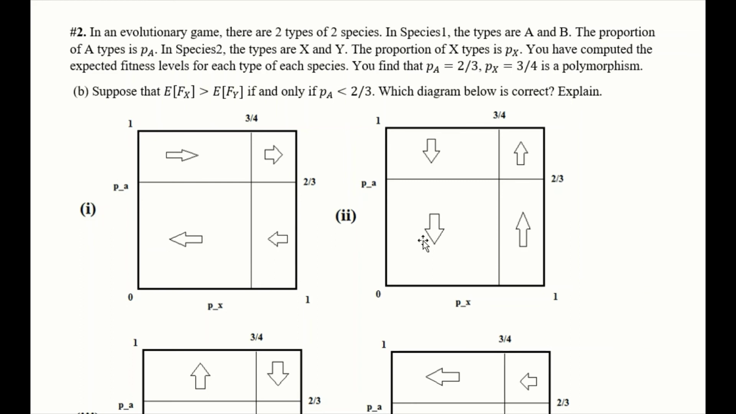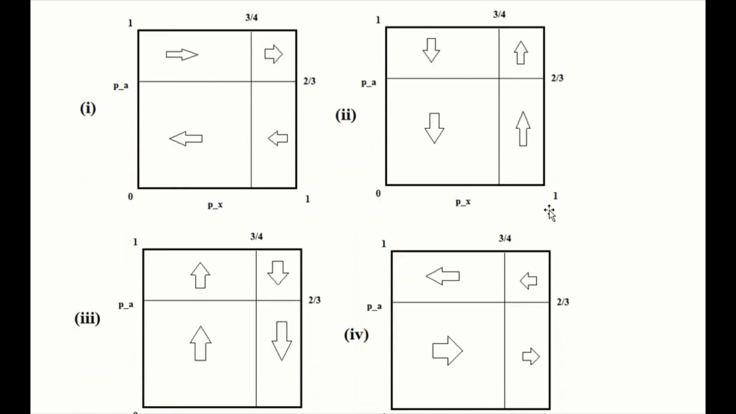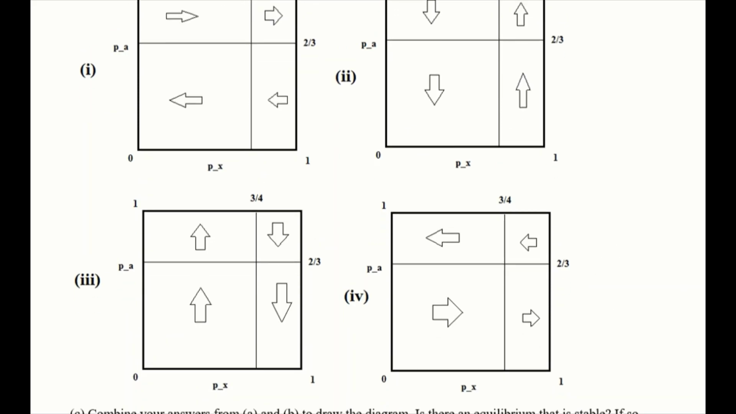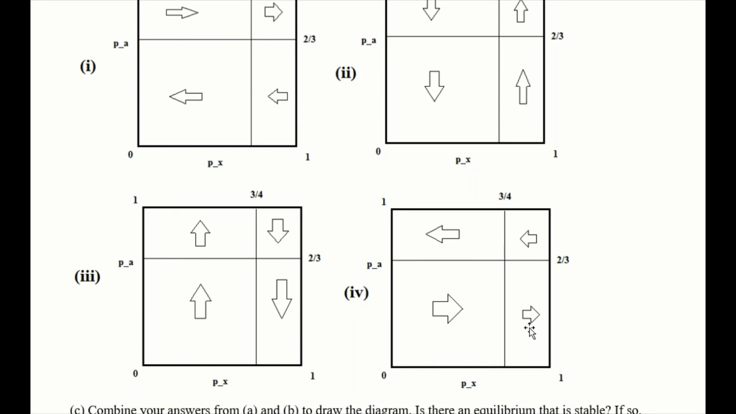We said arrows should be pointing to the right in this region, and they're pointing up and down, so number 2 can't be right. Number 3 is also pointing up and down, which should be pointing left and right, so you can rule out number 3. Last possibility, what about diagram number 4? That's saying when PA is low, then PX rises.